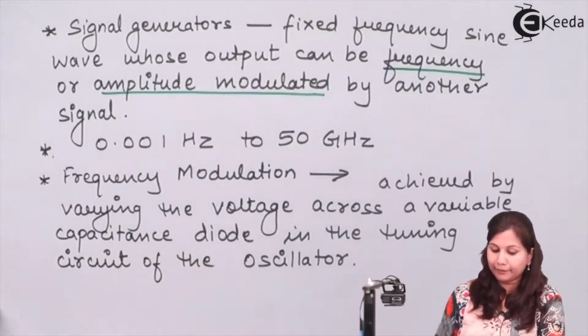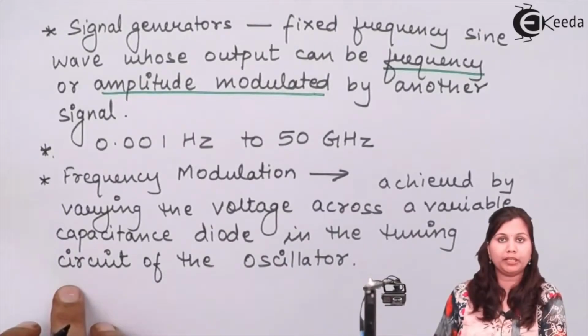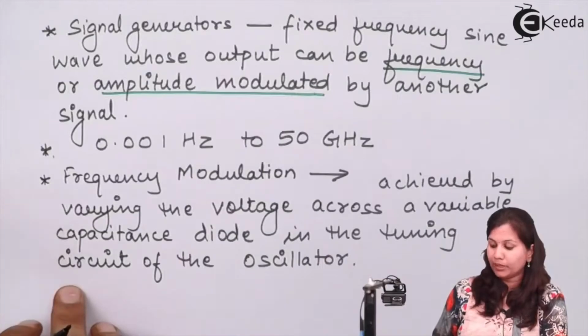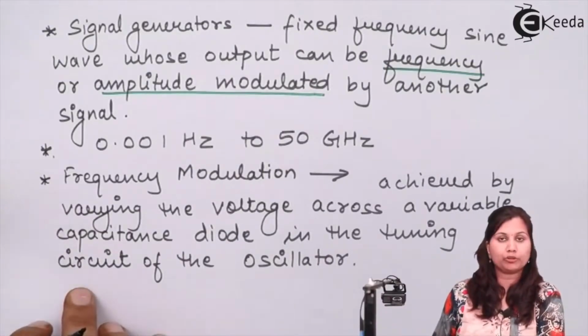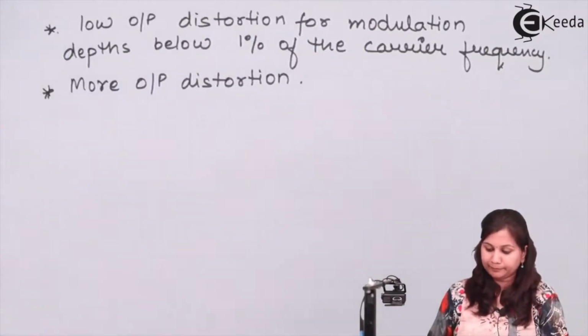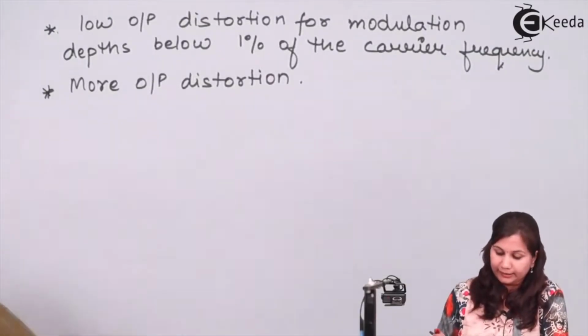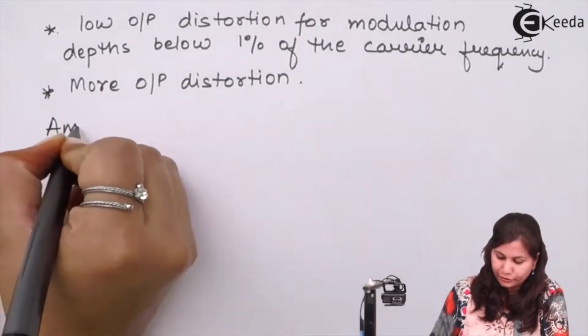so that the amplitude of the output is constant, with no variation in the output, and also the distortion in the output is low. So this was about frequency modulation. Next is amplitude modulation.